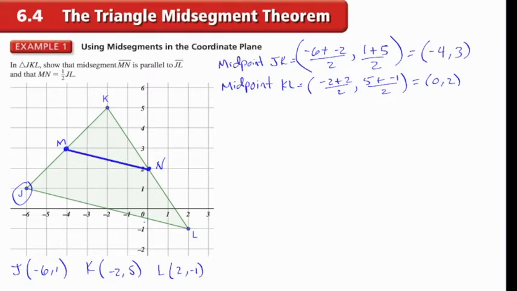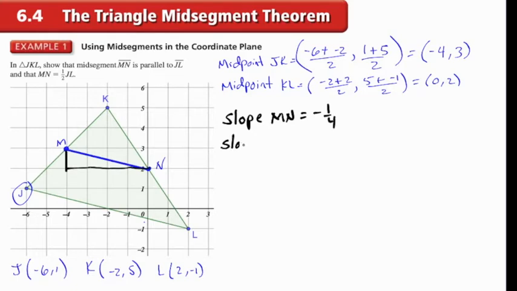And now we want to show that MN is parallel to JL. So we do that with slope. The slope of MN is equal to, we can use the coordinate plane to help us, 1 down and 1, 2, 3, 4 over. So that's negative 1/4.